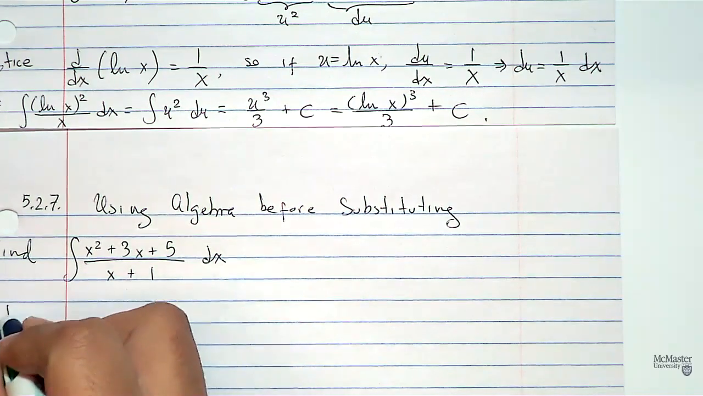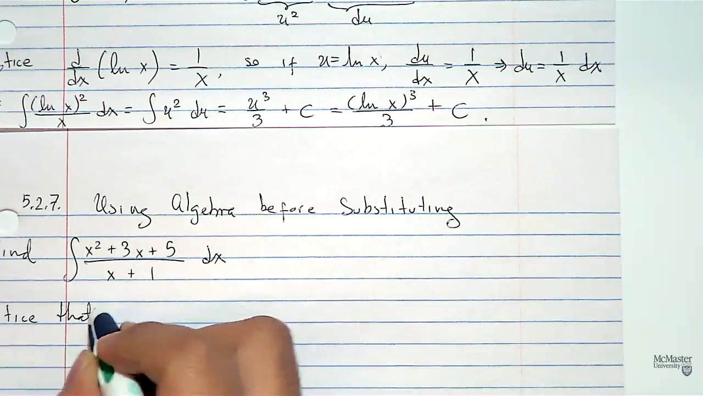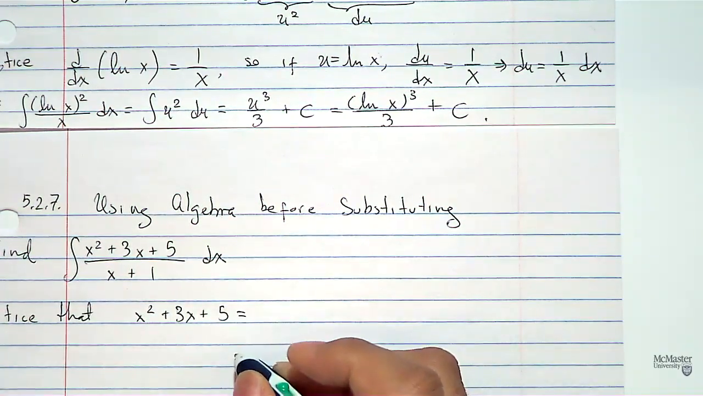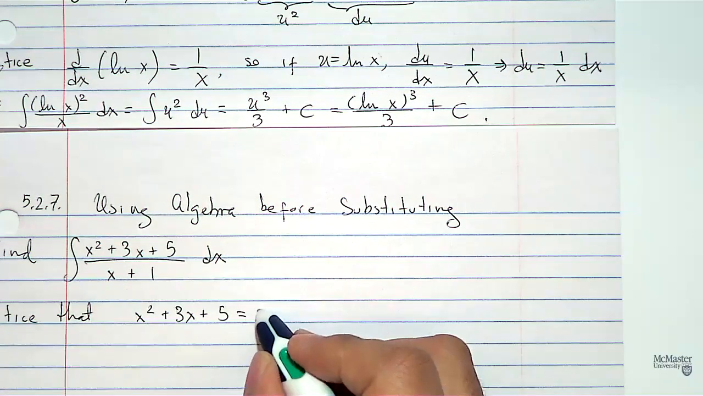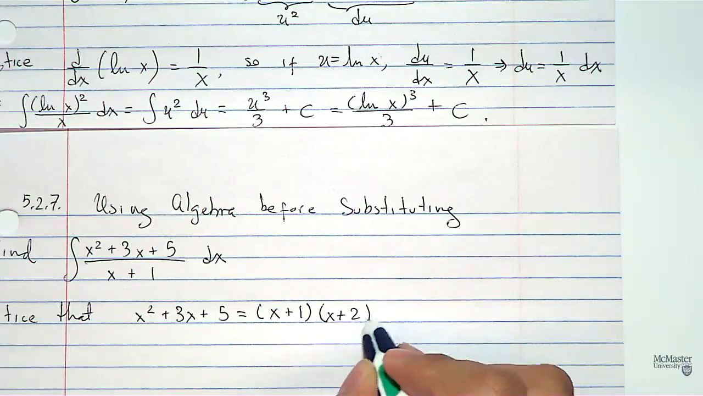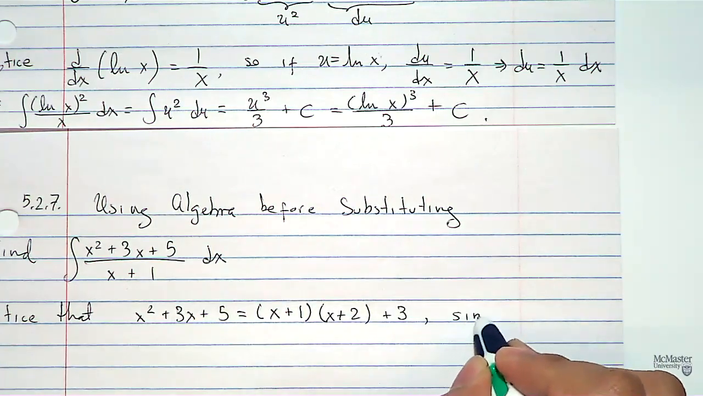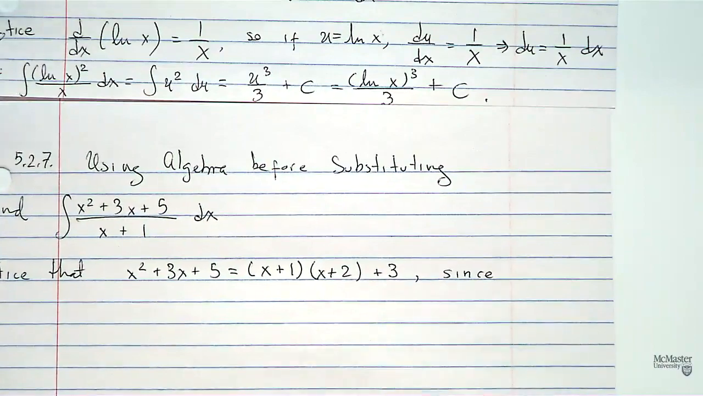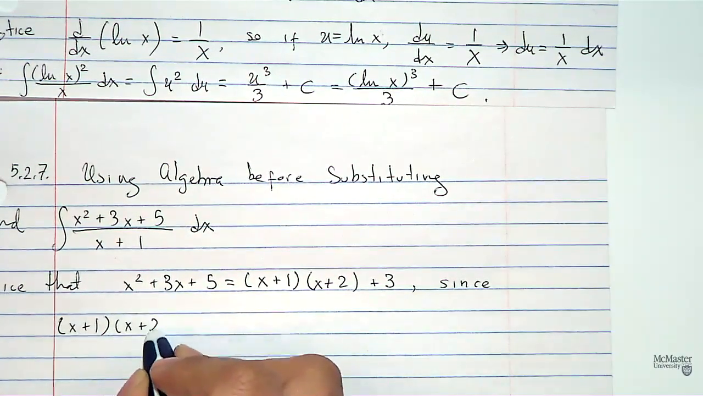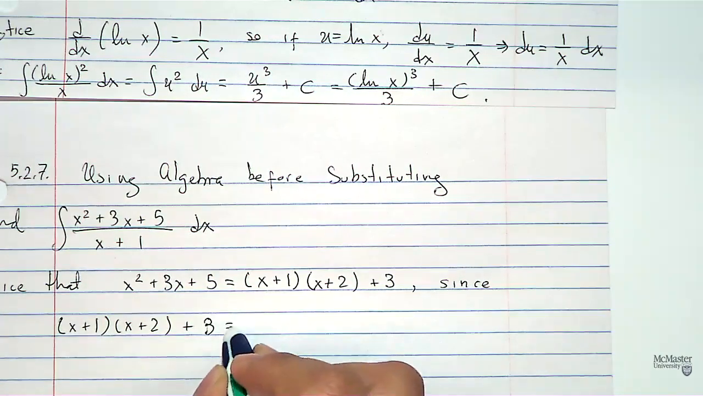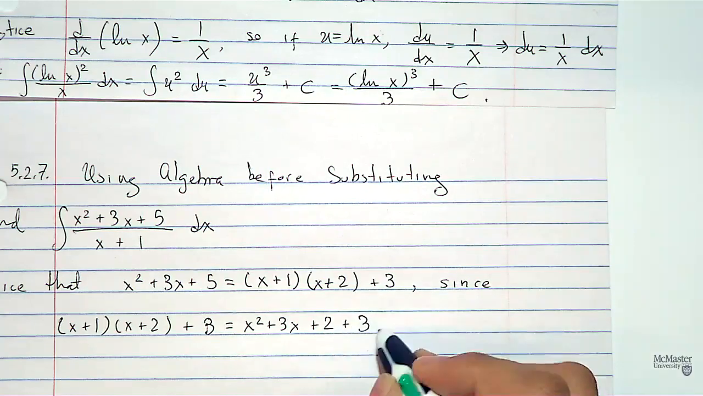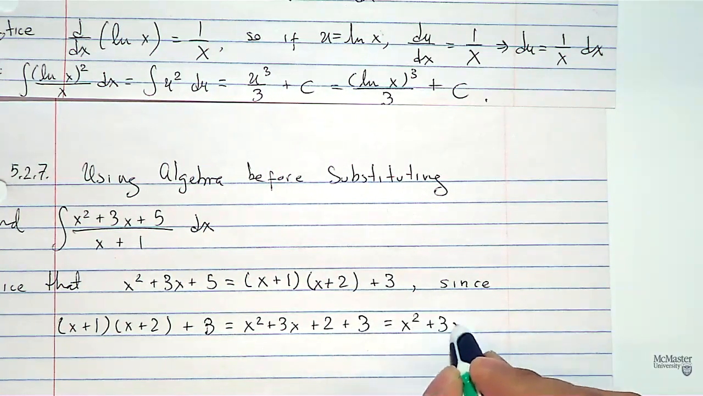So basically you can notice that x squared plus 3x plus 5 is equal, so I will do the verification in 1 second, but let me write the result. It is equal to x plus 1 times x plus 2 plus 3. And now if we do the verification, it goes like this. You have x plus 1 times x plus 2 plus 3 equal to x squared plus 3x plus 2 plus 3, which is equal to x squared plus 3x plus 5.